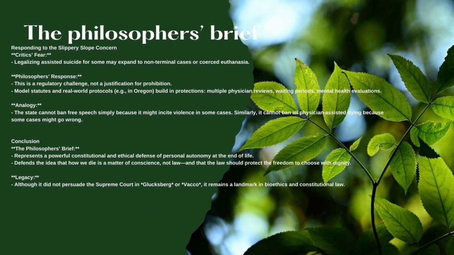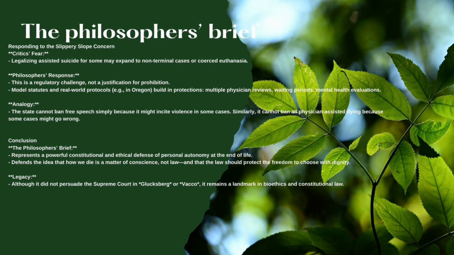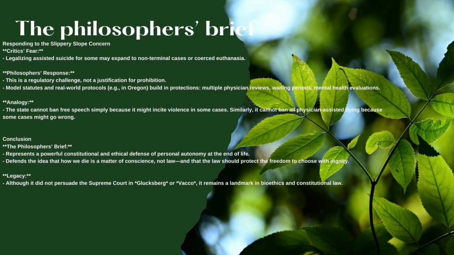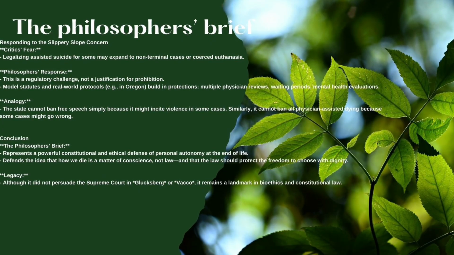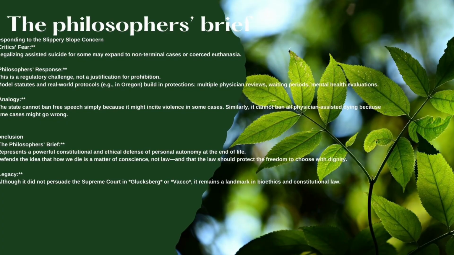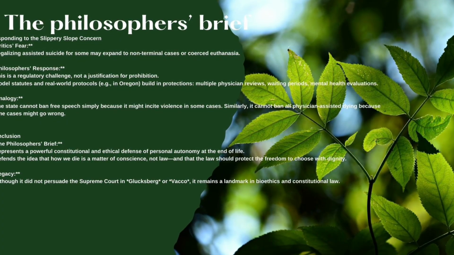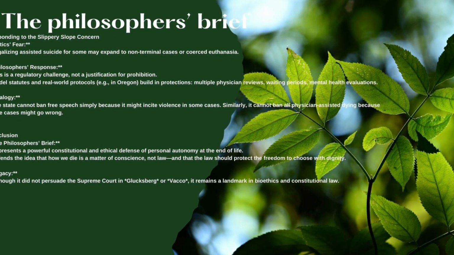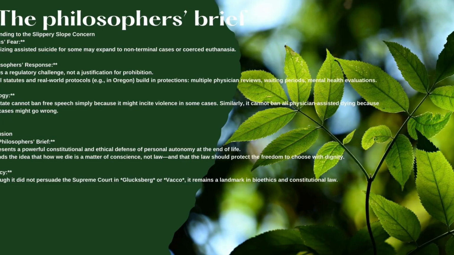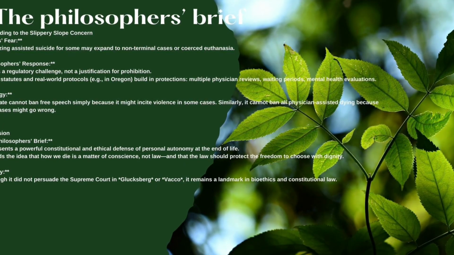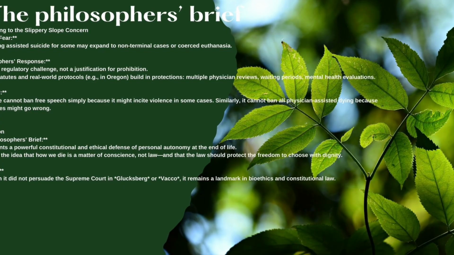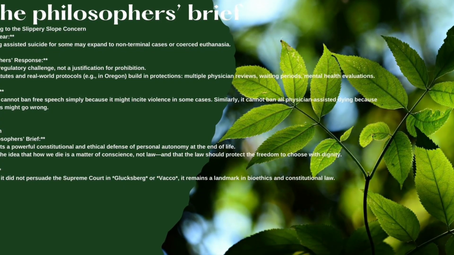This philosopher's brief also tries to respond to the slippery slope concern. Critics may fear that legalizing assisted suicide for some may expand to non-terminal cases or coerced euthanasia. So the brief acknowledges those risks, but insists that this is a regulatory challenge, not a justification for prohibition. They cite model statutes and real-world protocols, such as in Oregon, with built-in protections like multiple physician reviews, waiting periods, and mental health evaluations. They also offer an analogy. The state cannot ban free speech simply because it might incite violence in some cases. Similarly, it cannot ban all physician-assisted dying because some cases might go wrong. So that was the main structure and the main content of the philosopher's brief.